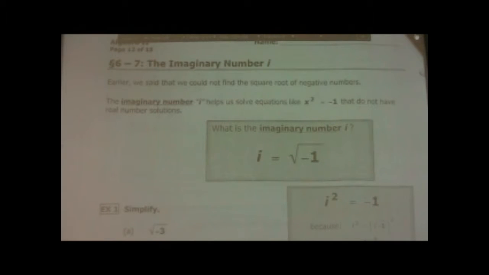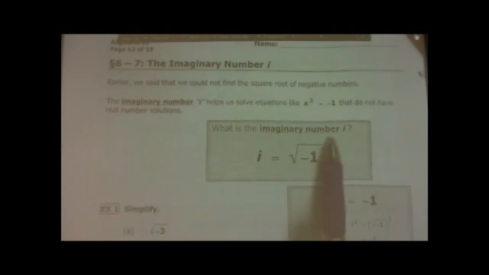So first of all, what is the imaginary number i? This lowercase i is our imaginary number that we're going to be working with. And here's how it is defined. I will specifically ask how it is defined on the test, and this is the answer I'm looking for. i equals the square root of negative 1. Okay? So that's what i is.